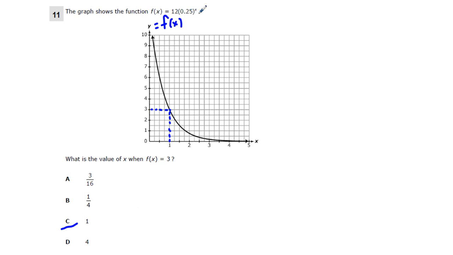Okay, if we plug in 1, f of 1 is equal to 12 times 0.25 to the power of 1, which is going to be 3. So that checks out. So C is our correct answer.